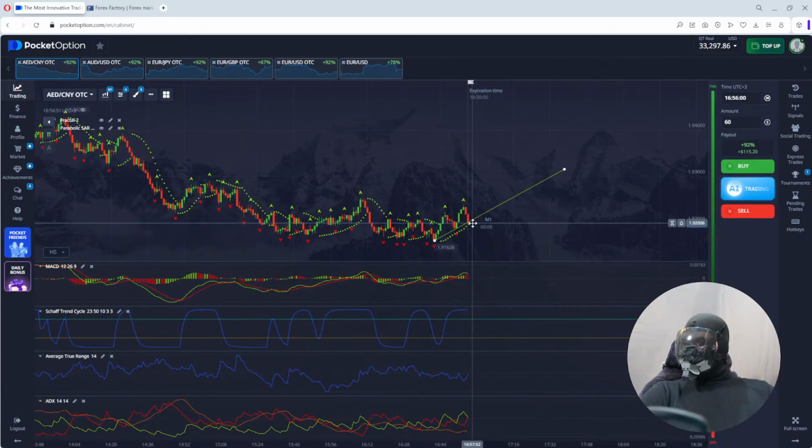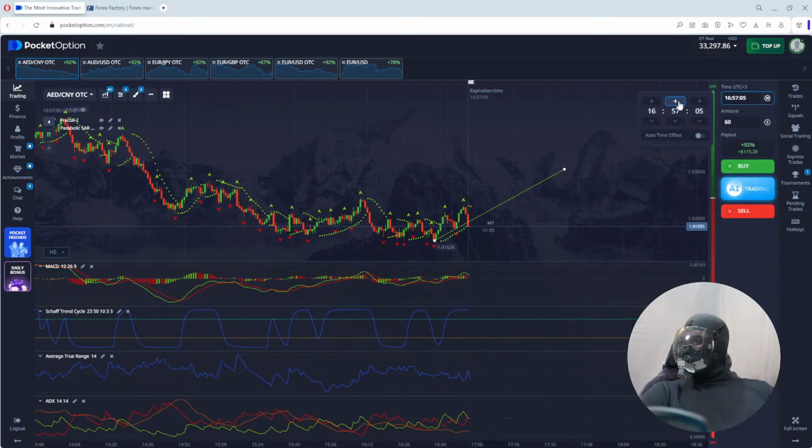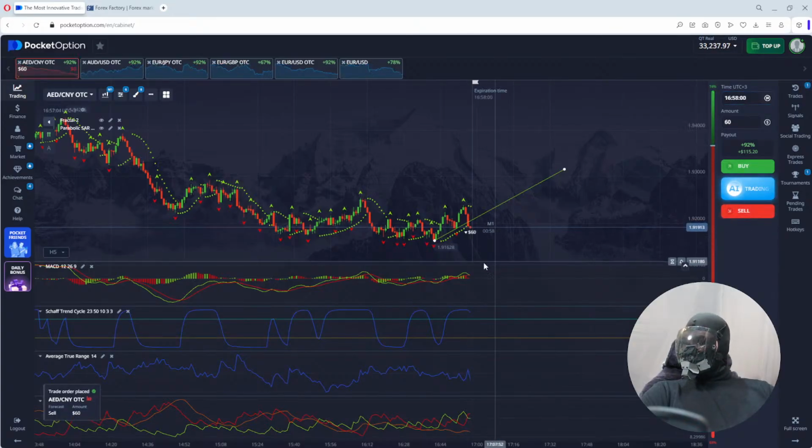All right, there we go. Wait a second. Okay, so there we go. We got a possible sell. All right, we got a climb, though it's not going to be a long one, because look, the volatility is on a decline.